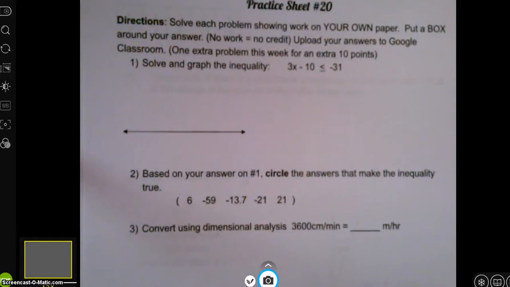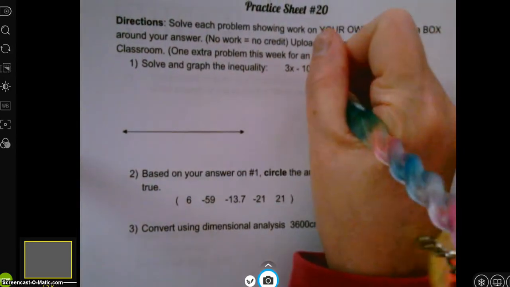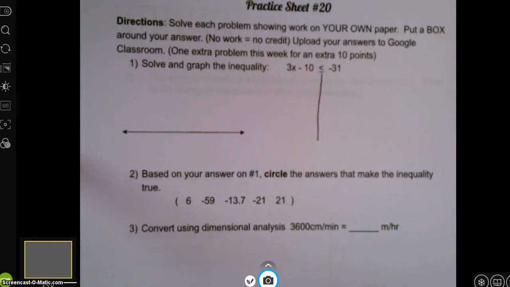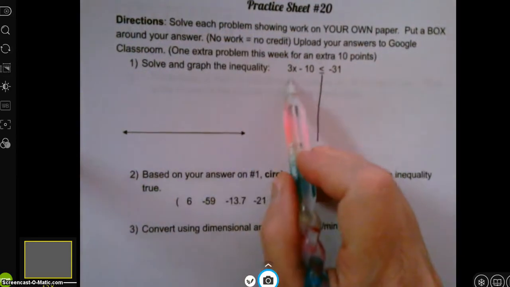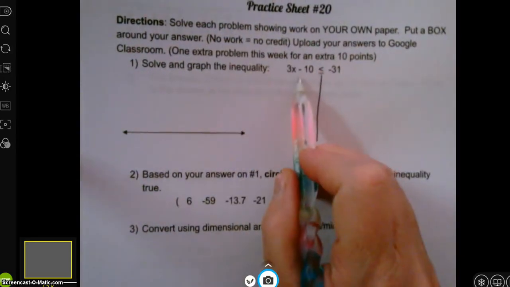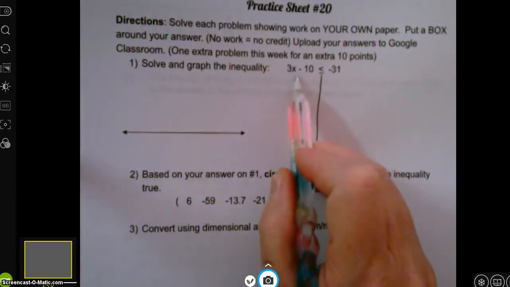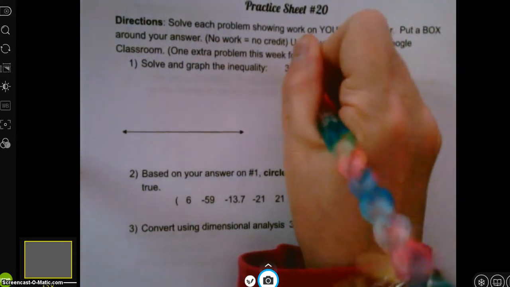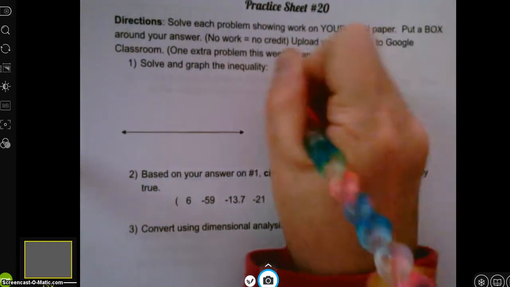Hey guys, we are going to work on practice sheet 20. We're going to start number 1 together and not finish it. So everybody knows we draw our line, so we have two sides, and whatever you do to one side, you do to the other. One thing I want to get rid of is minus 10. Here's my x. I don't want anything next to the x. I have minus 10, so I will do plus 10 to both sides.